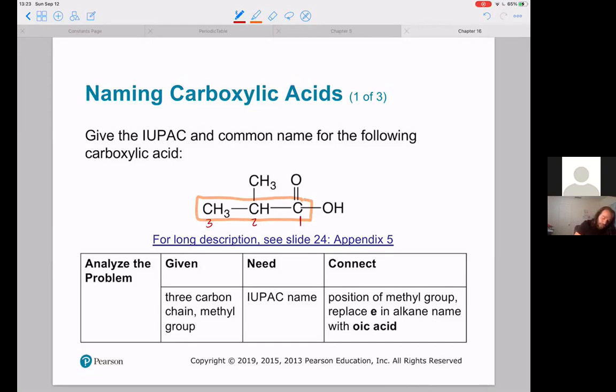So my parent chain would be the propanoic acid, right? My 3 carbon carboxylic acid. And then I have to include the 2-methyl at the beginning. So 2-methyl propanoic acid, and again, run that all together. That's all one word. I don't have to indicate the position of that carboxylic acid group. It's not 2-methyl 1-propanoic acid. It's just 2-methyl propanoic acid, because we're always going to assume that that carboxylic acid group is at carbon 1.